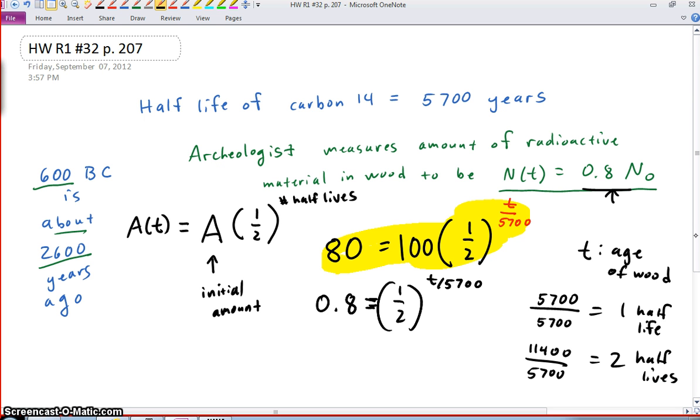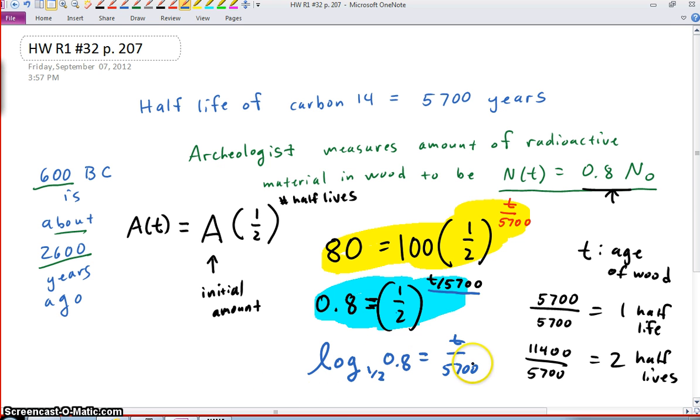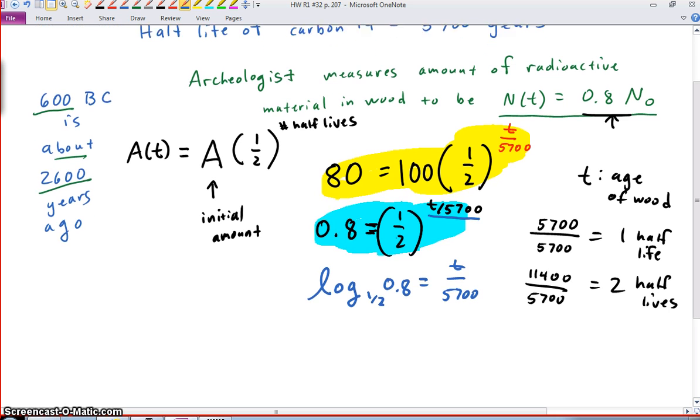Okay? There's a couple different ways to approach this. One is that I could simply rewrite this thing using a log. Okay, and so I could say that we are log, and what's the base here? Well, it's 1/2. And logs are equal to exponents, and so I'd get t over 5,700, and then this would be 0.8. Okay, and then I'd have to use the change of base formula here in order to solve. Okay, the other option is I can use properties of logs.